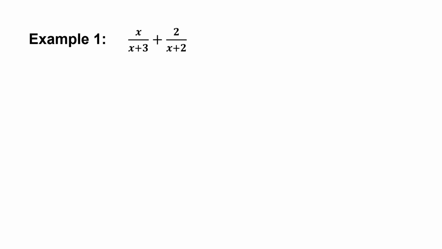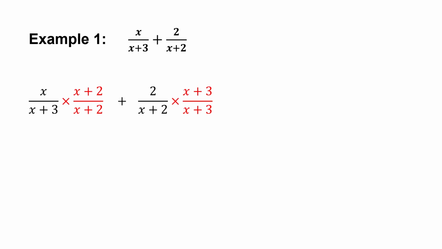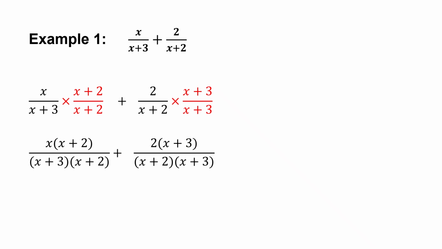So example 1. So here we need to make the denominators the same. So the easiest way we can do this is try and make the denominators on both sides x plus 3 times x plus 2. So on this left-hand side, we're going to multiply the numerator and the denominator by x plus 2. And on this right-hand side, we're going to multiply the numerator and denominator by x plus 3. And you can see that when we've multiplied this together, this is going to give us the denominator on both hand sides of x plus 3 times x plus 2.